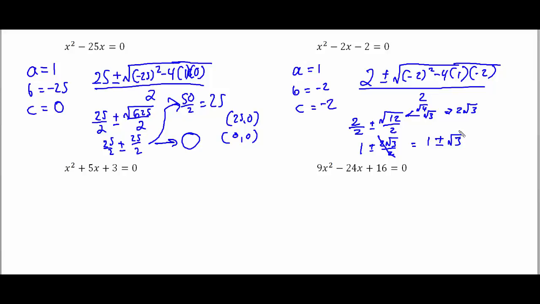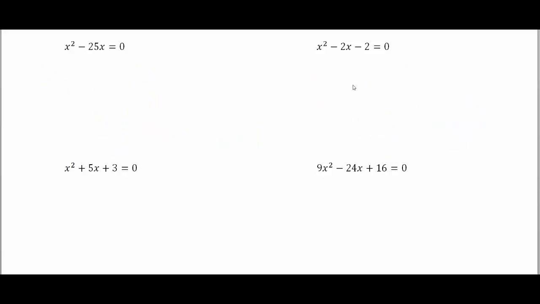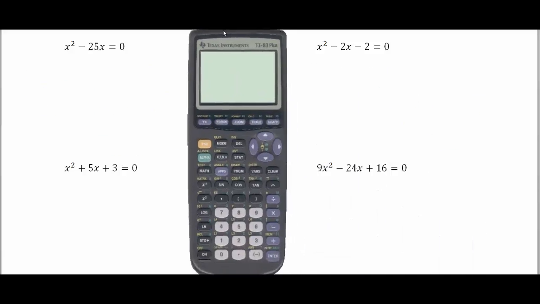Now, explaining what that means is going to take a little technology. Remember, our answer was 1 plus or minus the square root of 3. To show you this, I'm going to grab a graphing calculator and put it on the screen, but I need you to write down or remember that the answer to this problem was 1 plus or minus the square root of 3. So let's actually take a look at a graphing calculator now.